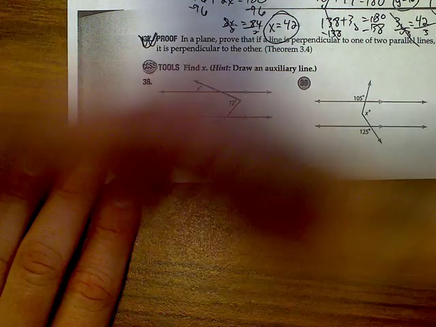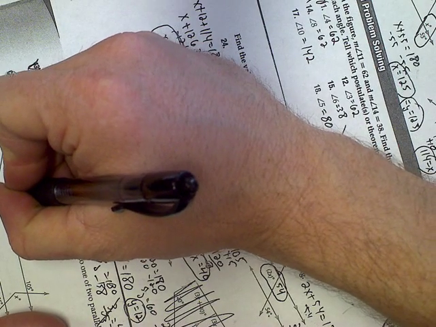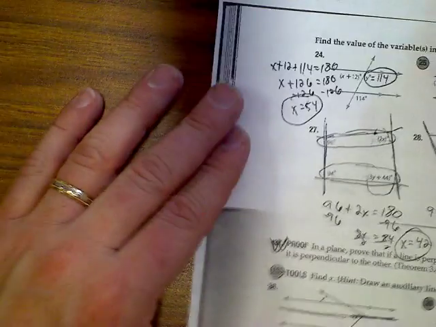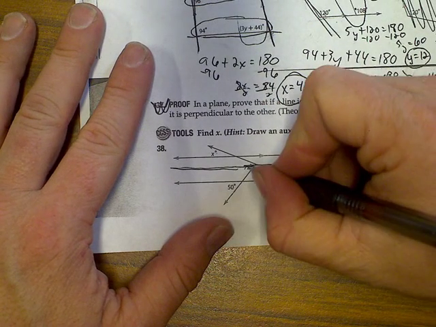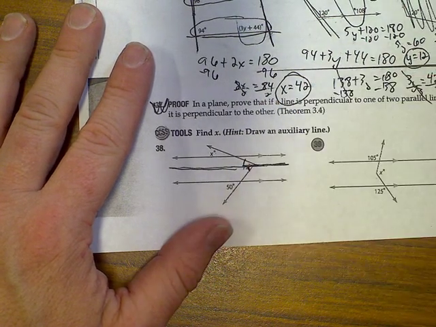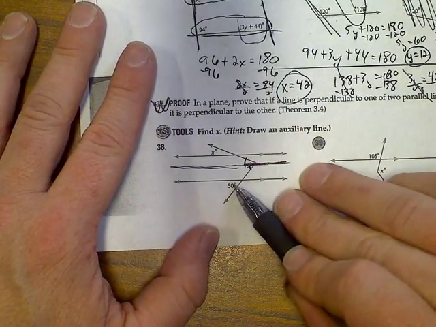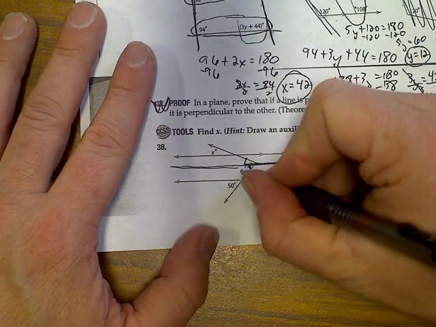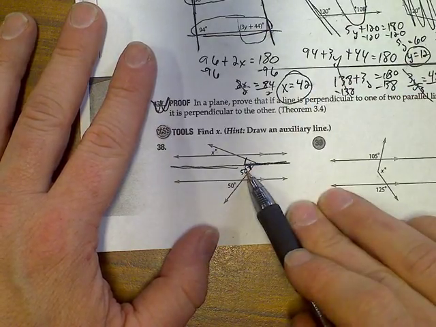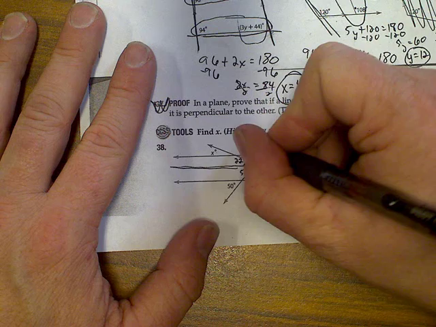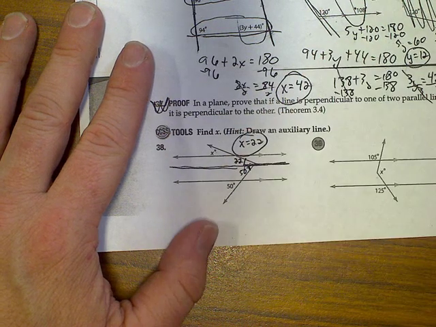Now number 38. We need to find x. So this is x. What I'm going to do is draw an auxiliary line through this angle. So I split this into a little part and a little part. I know that 50 and this angle have to be the same. If this is 50 and this entire angle was 72, then this actually has to be 22. That means that x would have to be 22.